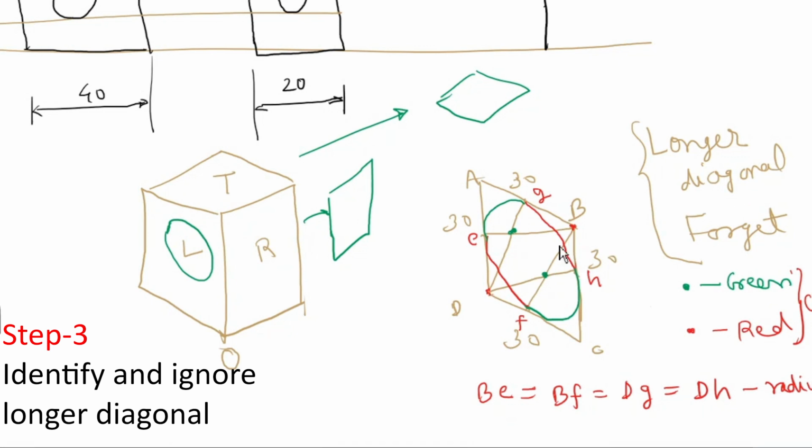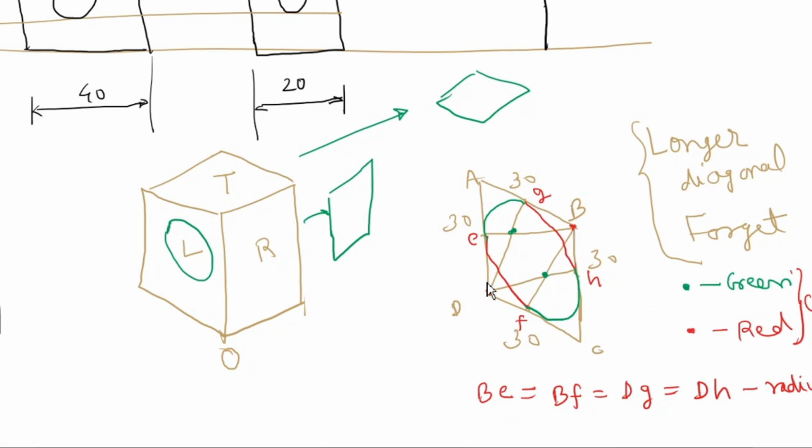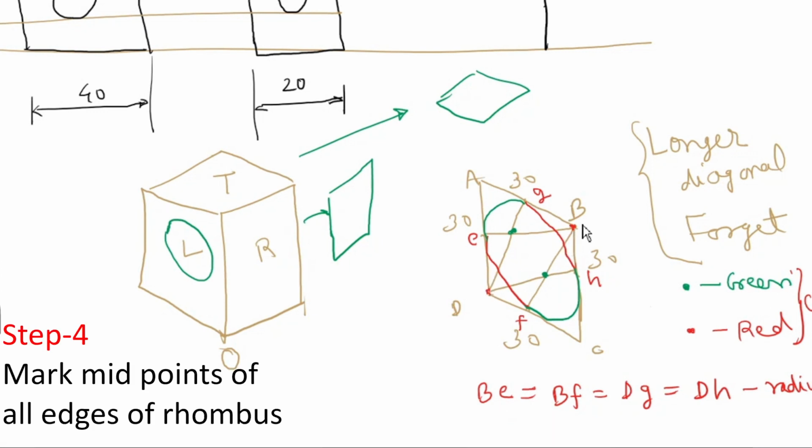Now when we get the shorter diagonal BD, this point B is one center, this point D is another center. So with these two points as center, what will we do? We will mark points on the midpoints of AB, BC, CD, and DA. What are the endpoints? Midpoints G, H, F, E.